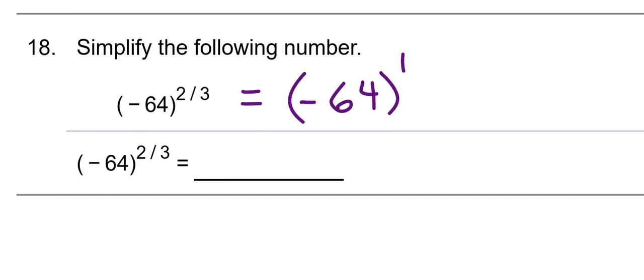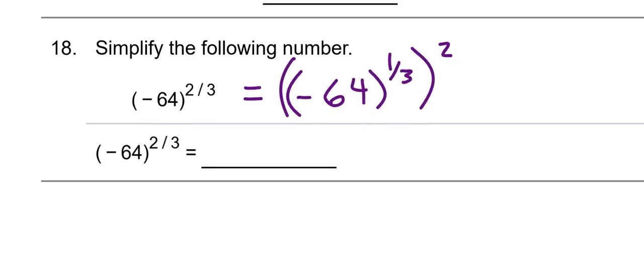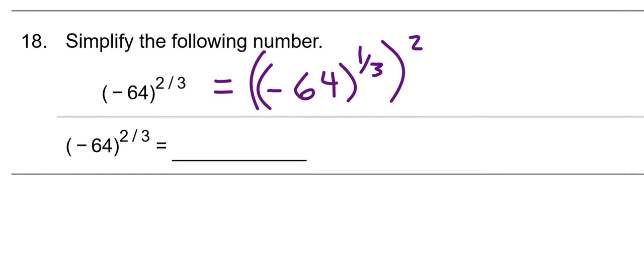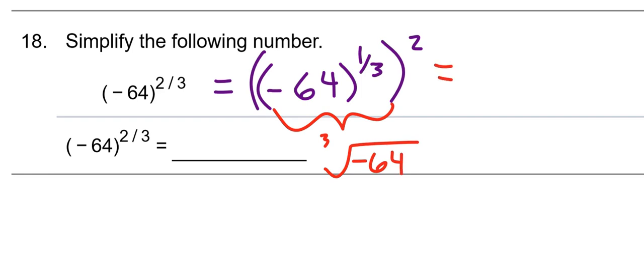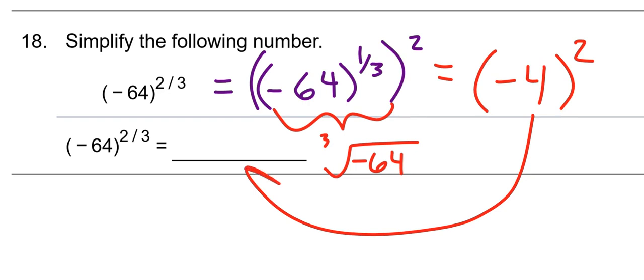Negative 64, we got the cube root of that squared, okay? What was the cube root? The cube root of negative 64, that's what? Negative 4, and then we're squaring that, so we get 16. Okay.